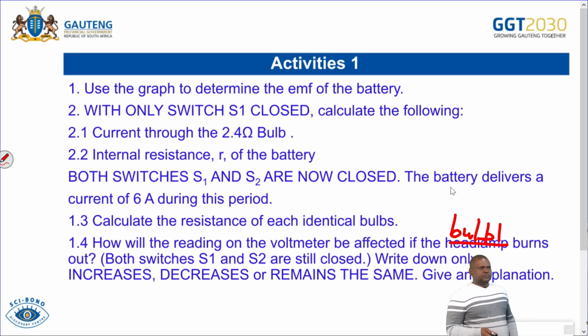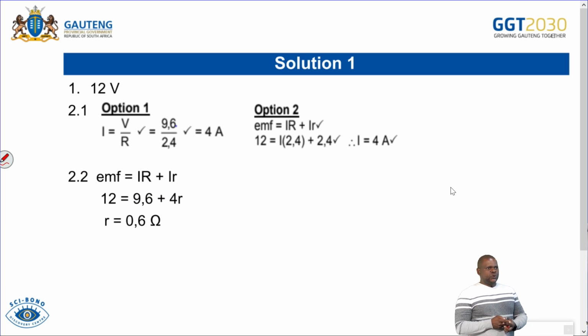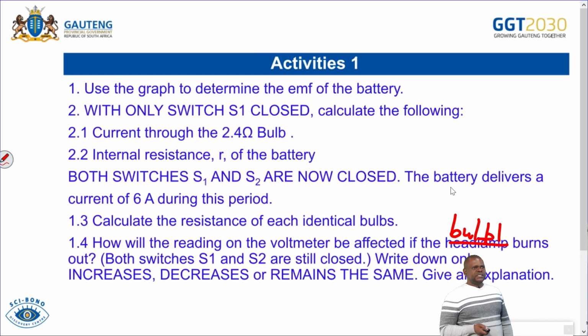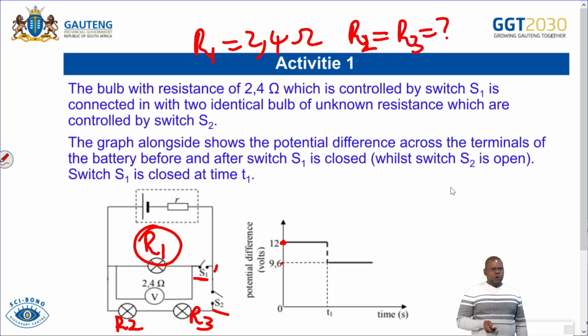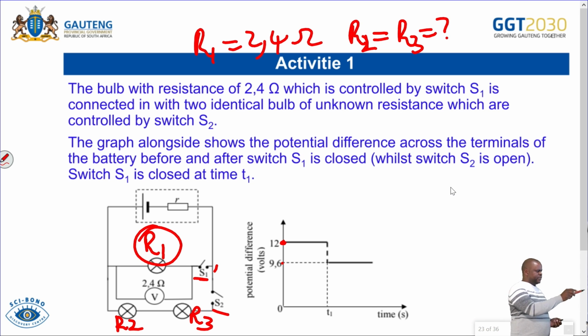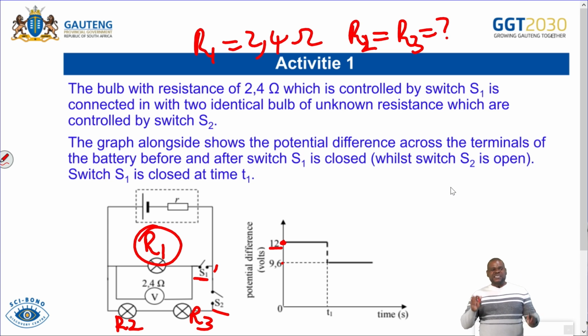Okay, now let's look into the solution. The first question says, use the graph to determine the EMF of the battery. Remember, the EMF is the voltage that comes from the battery straight. Remember when we start with all the switches open, we had 12 volts. That is the maximum voltage that the battery can give.